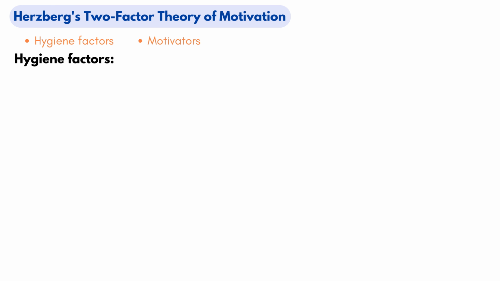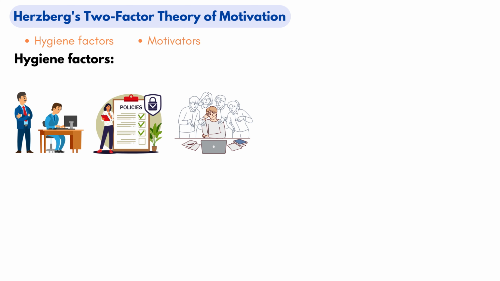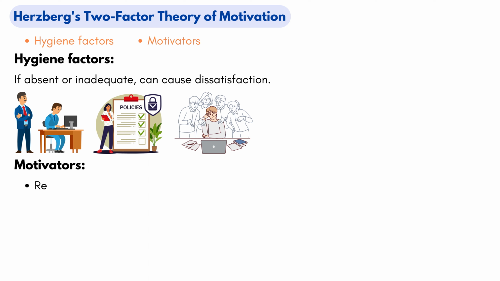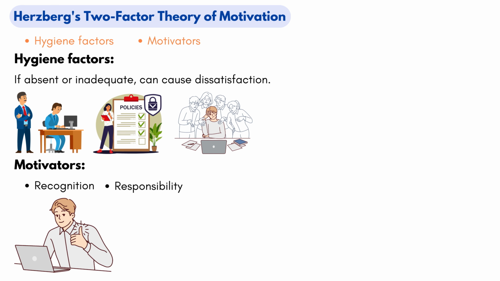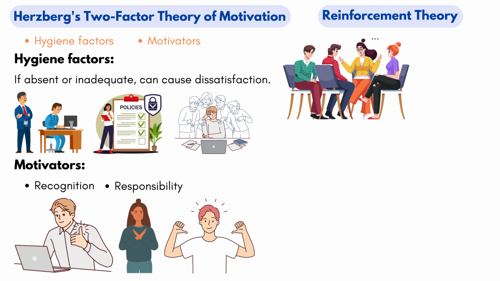Another influential concept is Herzberg's two-factor theory of motivation, which distinguishes between hygiene factors and motivators. Hygiene factors, such as a relationship with one's supervisor, company policies, and working conditions, do not lead to higher motivation or satisfaction, but, if absent or inadequate, can cause dissatisfaction. On the other hand, motivators, such as recognition and responsibility, can lead to enhanced performance and effort. The key criticism of Herzberg's theory is that it does not consider individual differences, assuming that what motivates one person will motivate another.